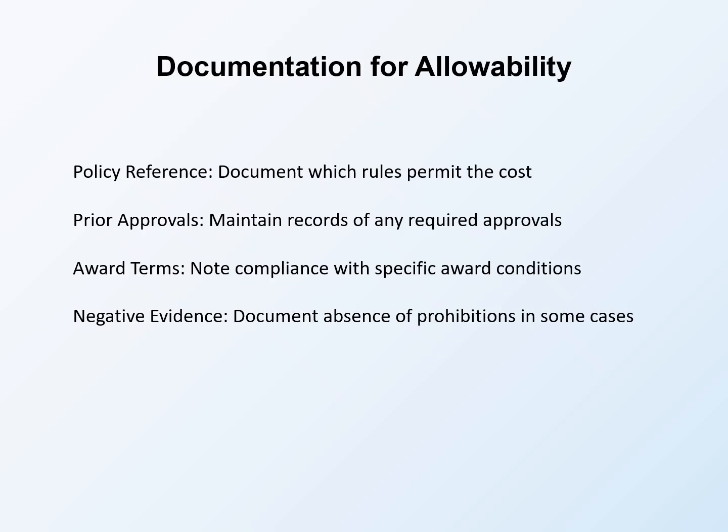Negative evidence documenting the absence of prohibitions is sometimes useful for costs that seem questionable but are actually permitted. If an unusual cost is allowable despite appearances, documenting your research into the issue shows due diligence. A note explaining that you reviewed applicable rules and found no prohibition demonstrates thoughtfulness even if no explicit permission exists.